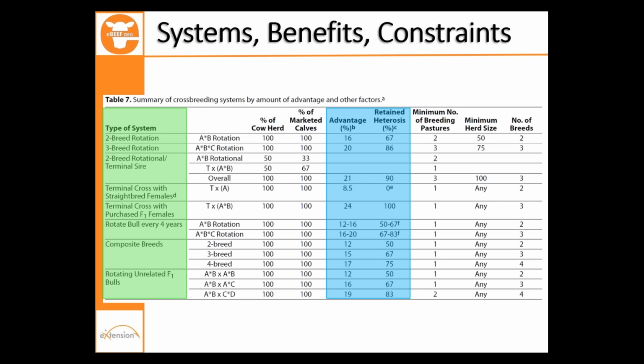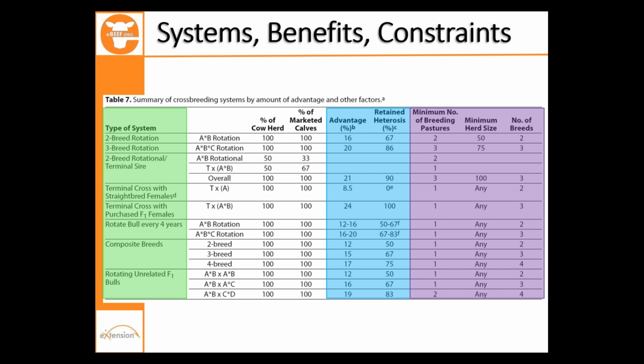So how much system-level improvement in production efficiency do we expect, and how much retained heterosis do we get to capture in our cows, principally? And then lastly here, the purple part on the very right describes the constraints of those breeding systems. So what's the minimum number of breeding pastures you need to implement the system effectively? And you can think about these as either real or virtual, right?